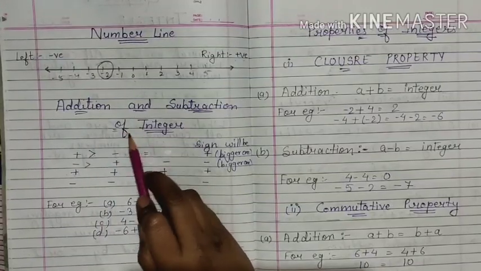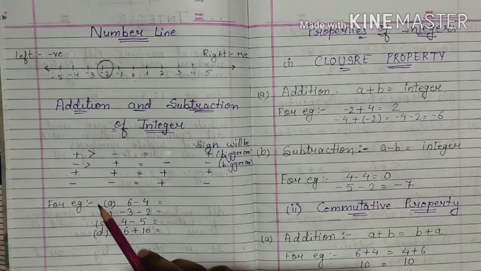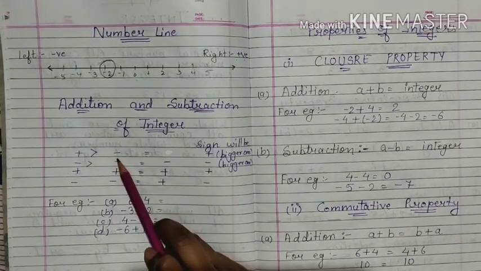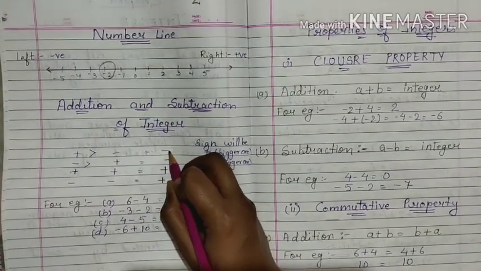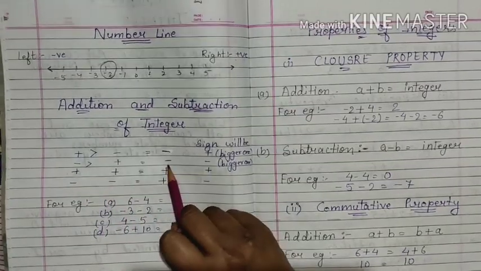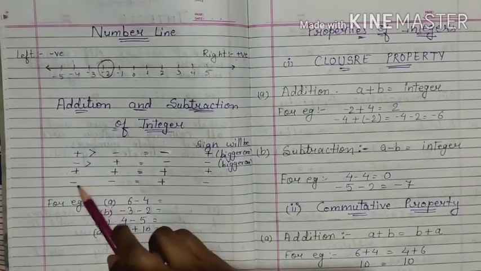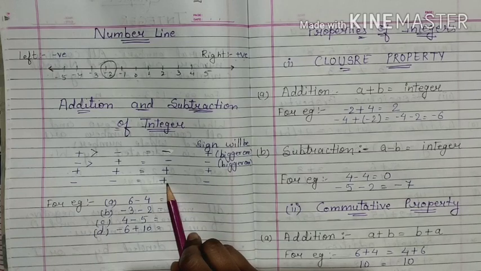Addition and subtraction of integers is the next topic. When signs are given, plus and minus, we always do minus. Minus plus, we always do minus. Plus plus, we always do plus, and minus minus, we always do plus.